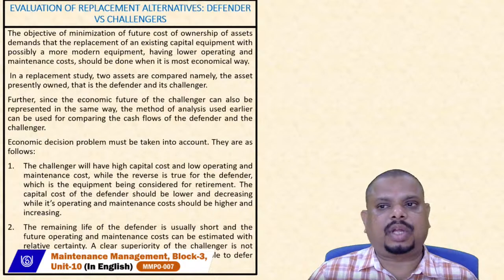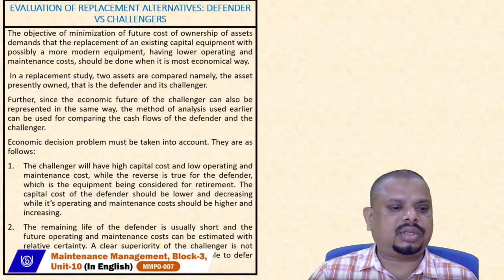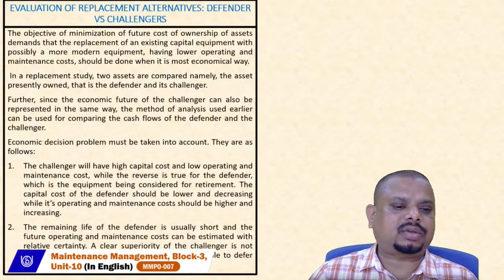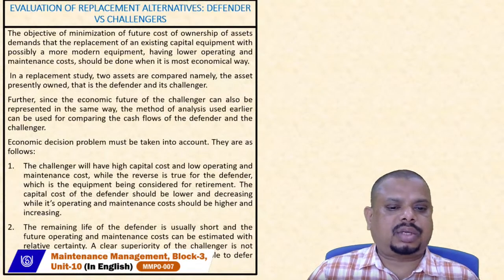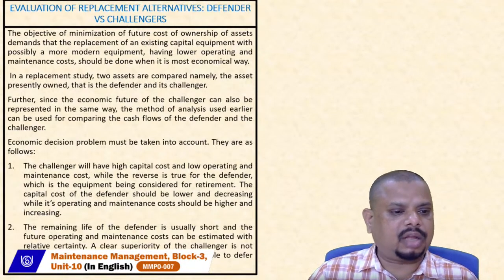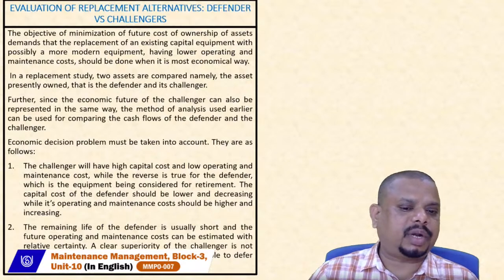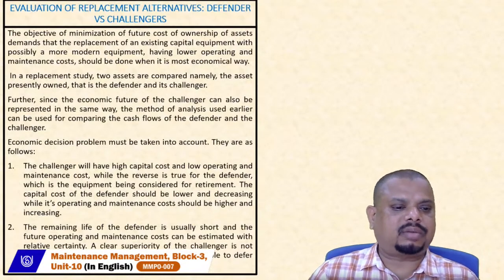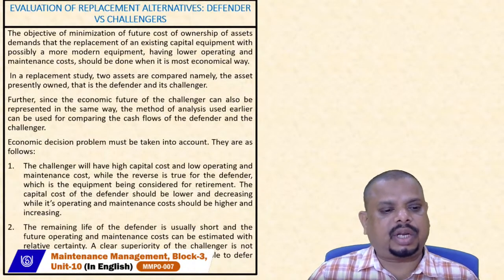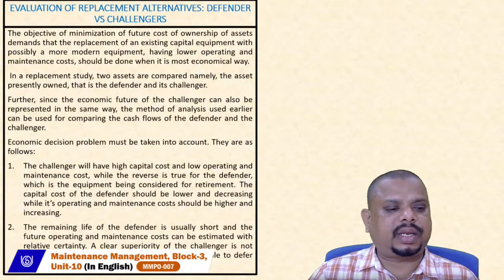So let's understand the economic decision problems which must be taken into account. First, the challenger will have high capital cost, lower operating cost, and lower maintenance cost. The reverse is true for the defender. That means it has low capital cost, high operating cost, and high maintenance cost. So in the case of the defender, which is the equipment being considered for retirement, the capital cost should be lower, decreasing, while its operating and maintenance cost should be higher and increasing.